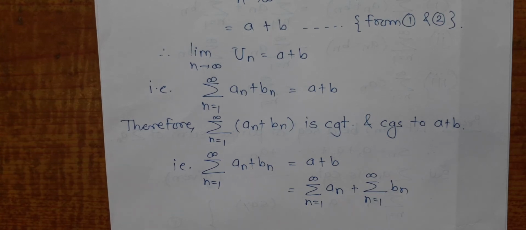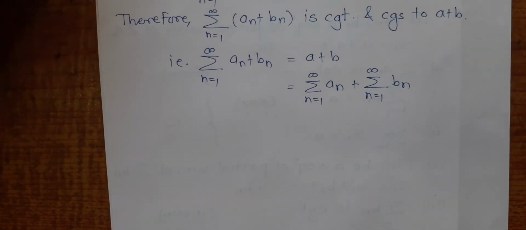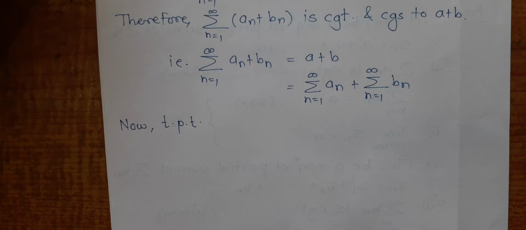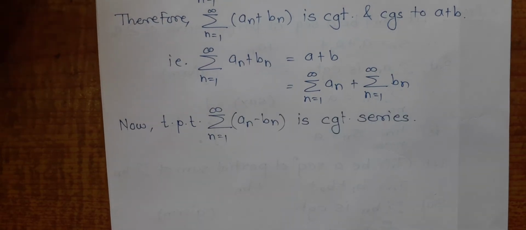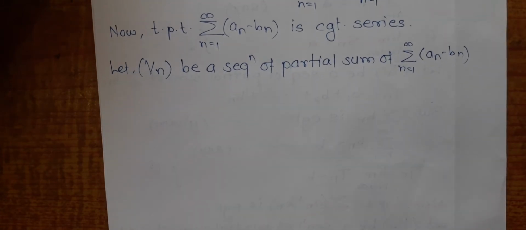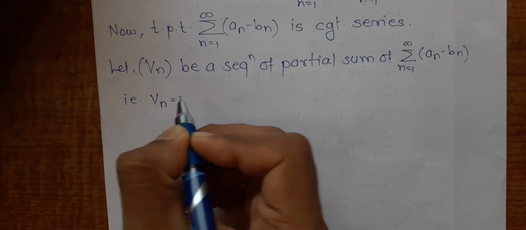Okay, so now let us prove the second thing. Now what we have to prove? To prove that if there is a minus sign, then also it is a convergent series. That is, to prove that summation (a_n minus b_n) is a convergent series. The same technique I am going to use. I will take a sequence of partial sums first. Let V_n be the sequence of partial sums of summation (a_n minus b_n). That is, we take the sum of the first n terms, right?